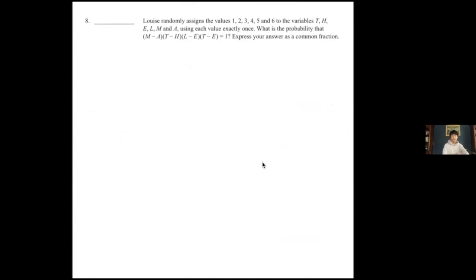And so for the final problem from this chapter, target round from 2019, we have problem 8. Luis randomly assigns the values 1, 2, 3, 4, 5, 6 to the variables t, h, e, l, m, and a. Using each value exactly once, what is the probability that (m minus a) times (t minus h) times (l minus e) times (t minus e) equals 1? Express your answer as a common fraction.